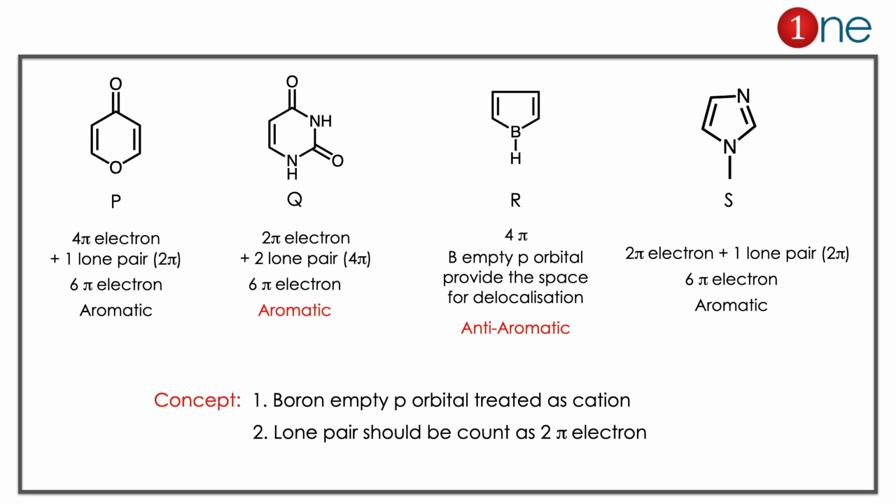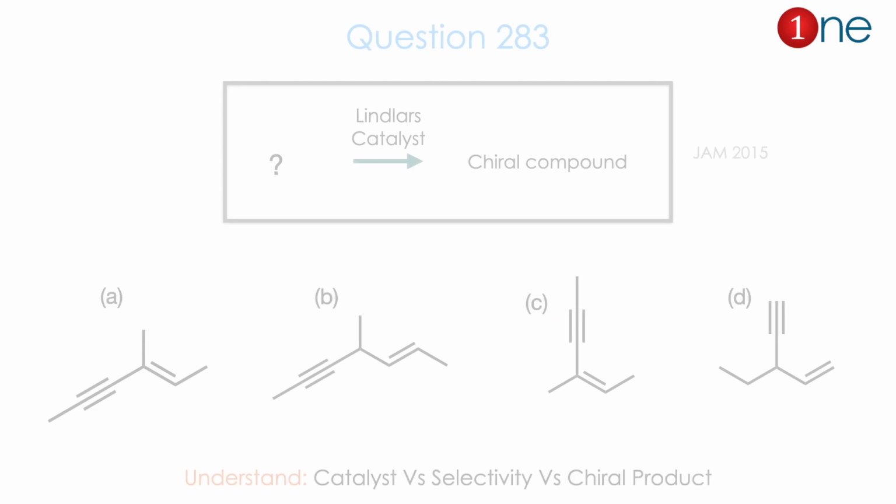If you look at the R, it has 4 pi electrons with an empty p orbital. The empty p orbital provides the space for delocalization. So only 4 pi electrons, it is 4n, which is anti-aromatic. So the answer will be clearly R, it will be anti-aromatic. Here the concept to learn is that a lone pair definitely helps in aromaticity, and the boron p orbital should be treated as a cation.